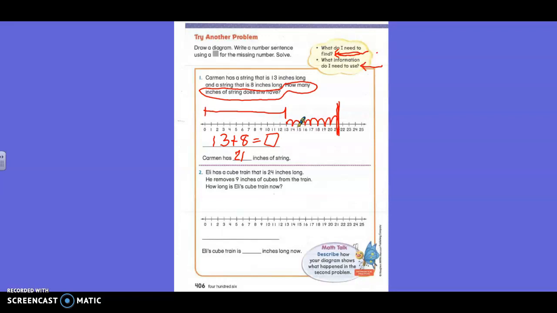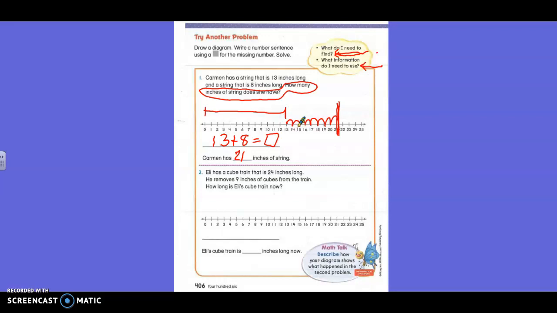Then what do we need to use, Kinley? He removes 9. Removes 9. What does that mean, boys and girls? We will be doing subtraction. Okay. So, what are we going to do, boys and girls?